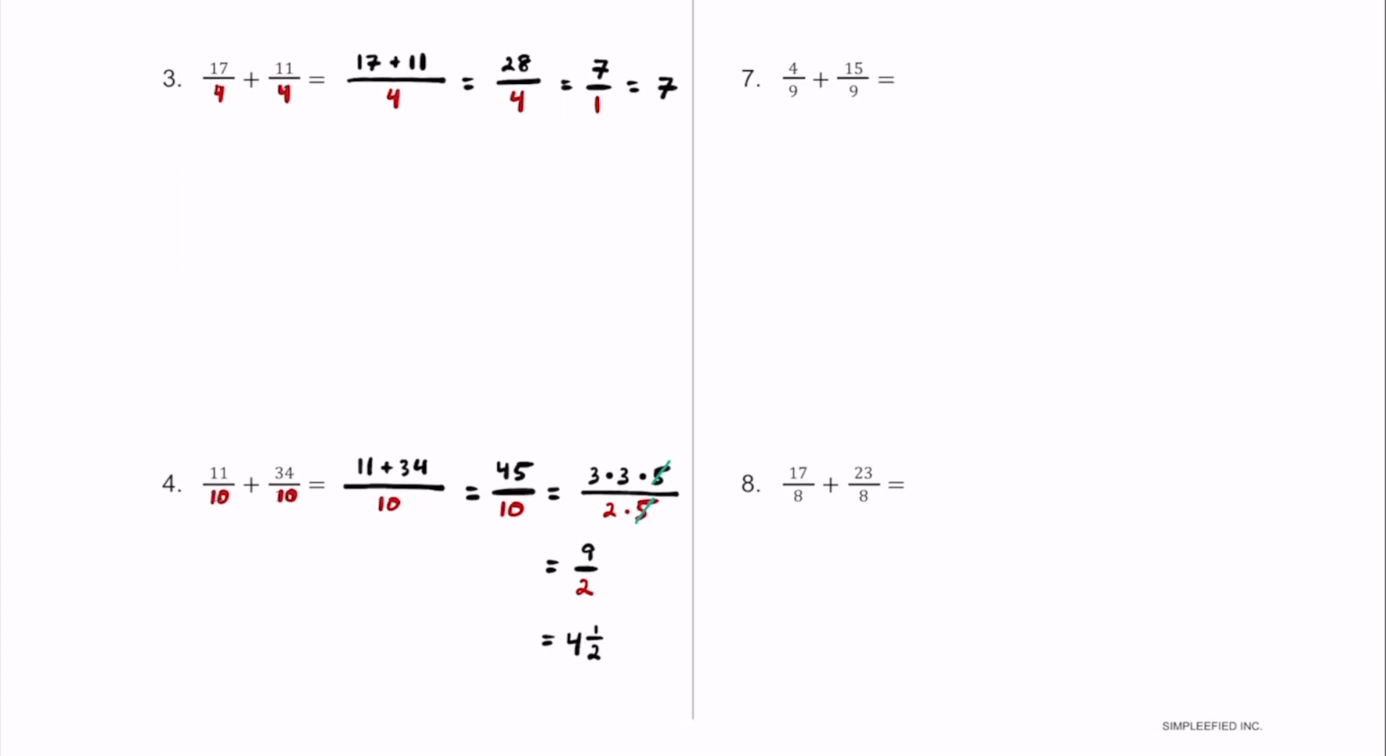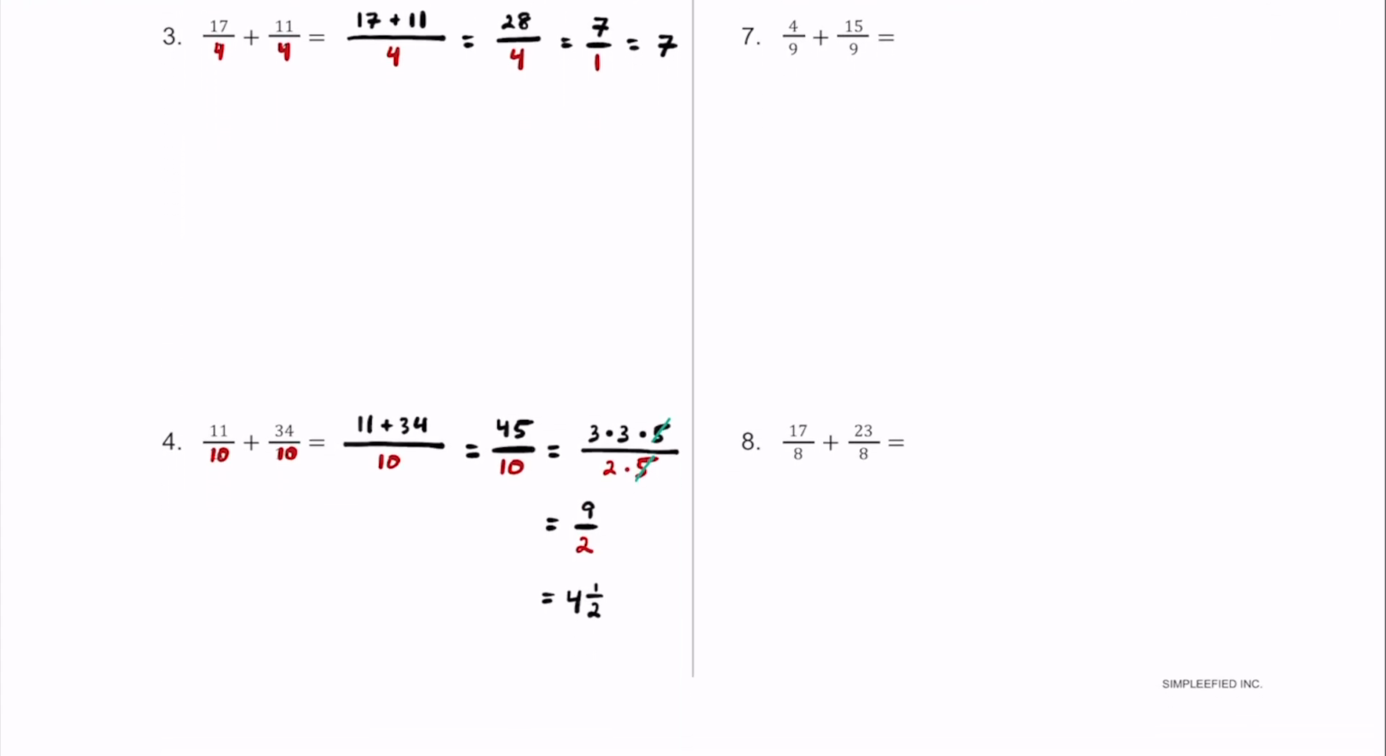For number 7, we're adding this fraction of 4/9. I'm going to go ahead and add 15/9 to that. So we have a common denominator of 9. Let's go ahead and put that 9 on the bottom. And on top here, let's just go ahead and add this 4 and 15 together. Now 4 plus 15, that's equal to 19. So we have 19 over 9.